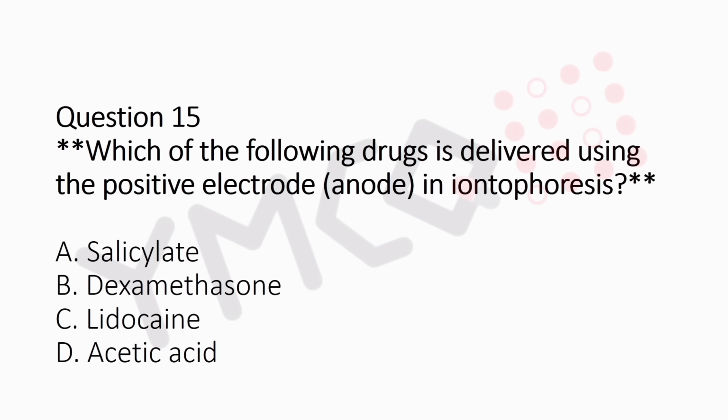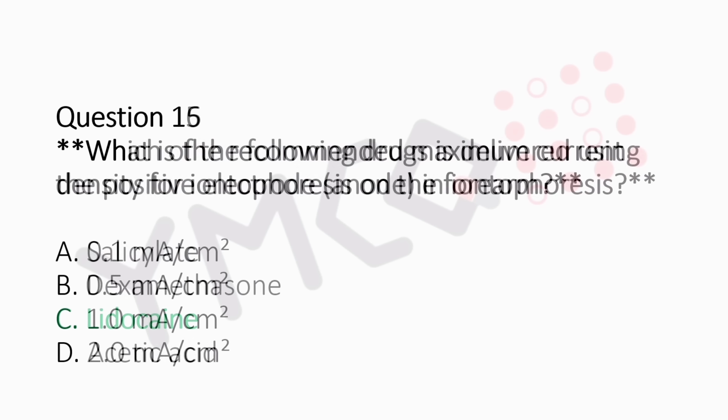Which of the following drugs is delivered using the positive electrode in iontophoresis? Option A, salicylate. Option B, dexamethasone. Option C, lidocaine. Option D, acetic acid. And the answer is option C, lidocaine. Now let's move to question number 16.